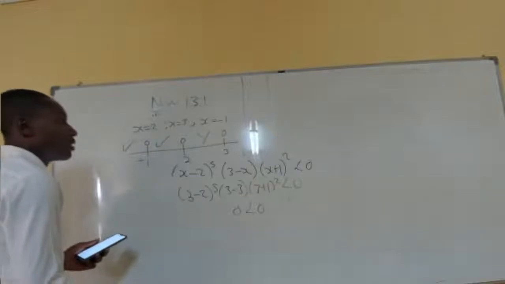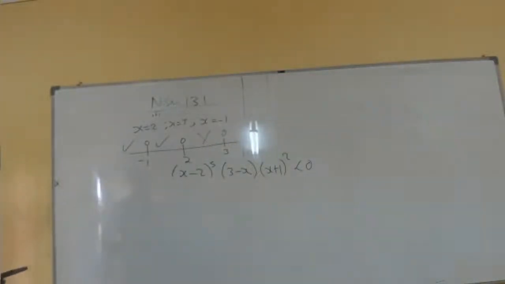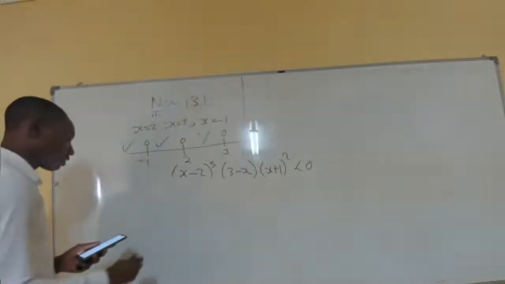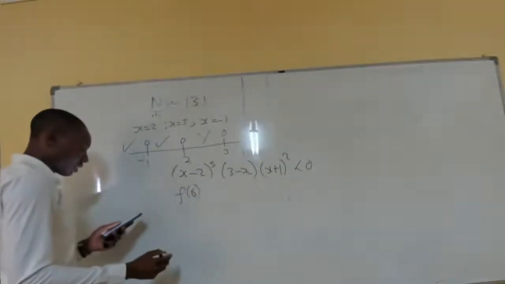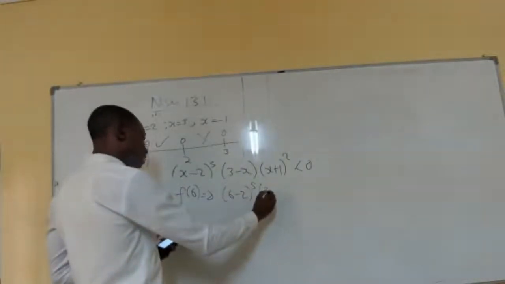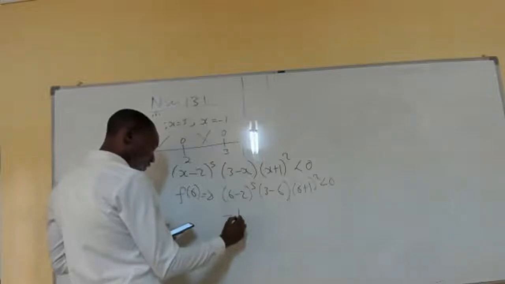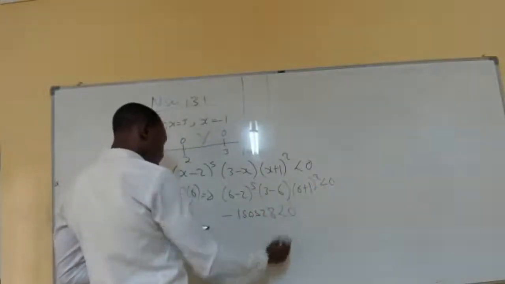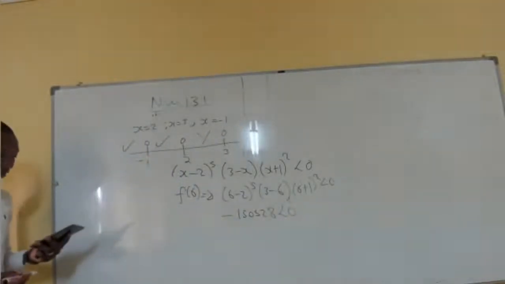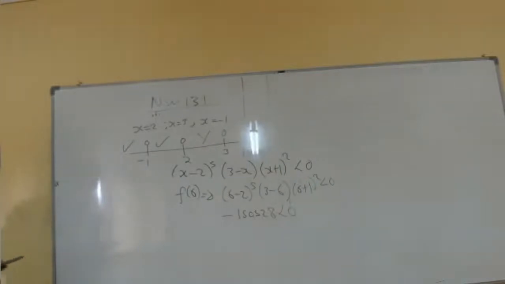Next up, we're going to test for a value beyond 3. What value is beyond 3? Let's say 6. So f of 6 gives us (6 minus 2) to the power 5, times (3 minus 6), times (6 plus 1) squared, should be less than 0. When you work that out, you get negative 150,528, which is less than 0. So this is part of the solution.